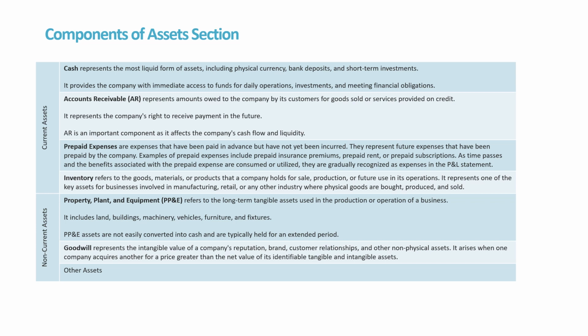Property, plant, and equipment, or PP&E, refers to the long-term tangible assets used in the production or operation of a business. This category includes land, buildings, machinery, vehicles, furniture, and fixtures. These assets are not easily converted into cash and are typically held for an extended period to support business operations.